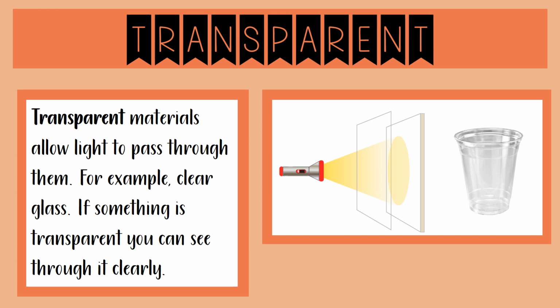Transparent. Now, transparent materials allow light to pass through them. For example, clear glass. If something is transparent, you can see through it clearly, okay? So glass on your windows, glass on the cars, or a glass cup, or a plastic cup even, so you can clearly see through it.